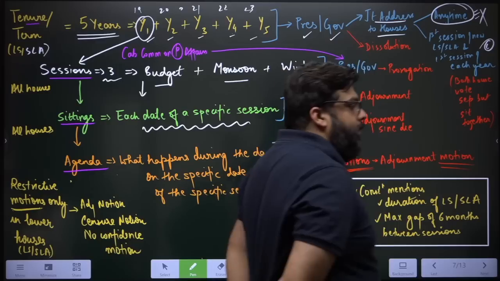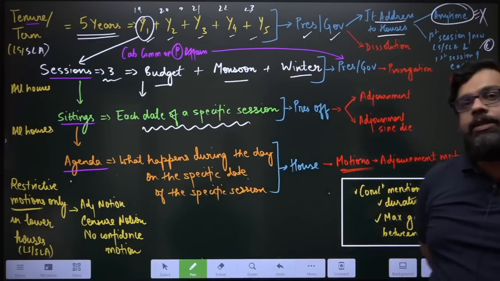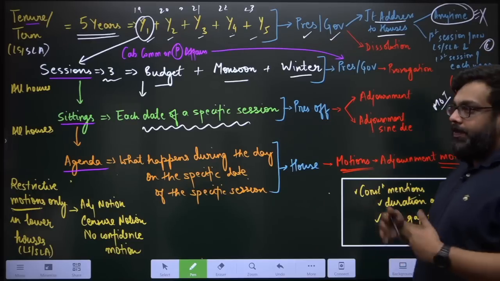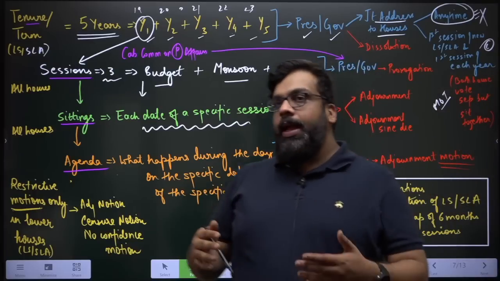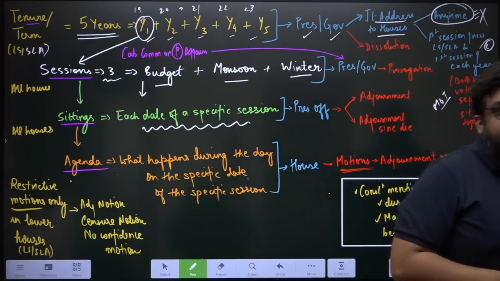Now, the address happens together, both the houses sit together, they listen to the Honorable President speak, and then in the second part, when you're addressing the houses, this is called motion of thanks, where the president is basically reading out the aspirations and the goals and the roadmap of the government for the 5 years and for each year.